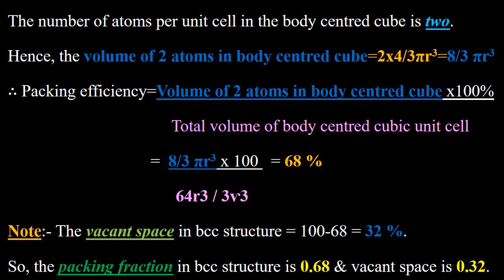Therefore, packing efficiency is equal to volume of 2 atoms in body-centered cube into 100 divided by total volume of body-centered cubic unit cell. After substituting the values, we get packing efficiency in BCC as 68%, and vacant space in BCC structure is equal to 100 minus 68, that is equal to 32%. So, the packing fraction in BCC structure is 0.68, whereas vacant space is 0.32.